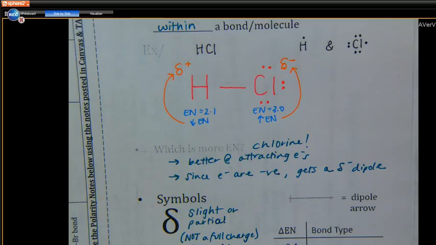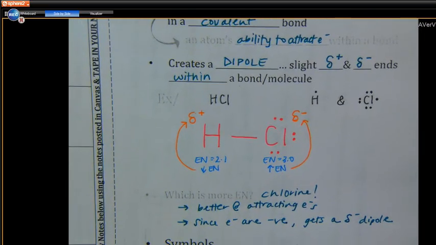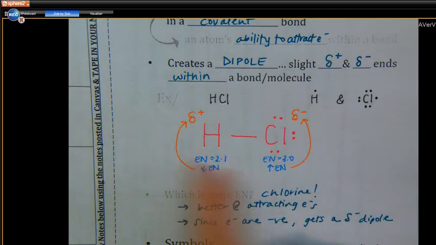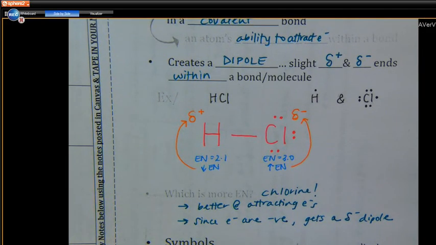Again, when we're going through this, if we're talking about electronegativity, if the difference in electronegativity is less than 0.4, that is a nonpolar covalent bond.